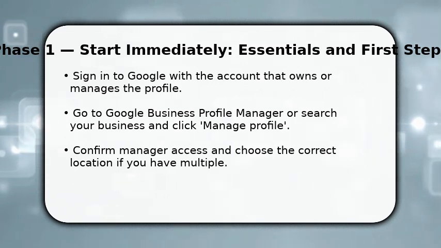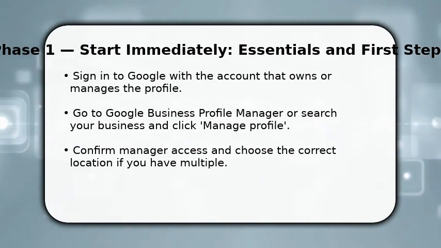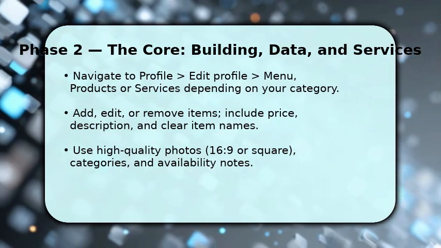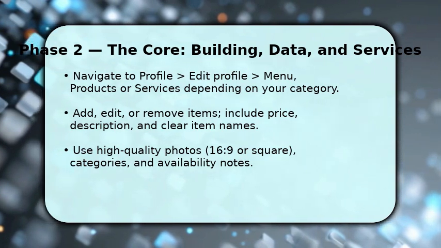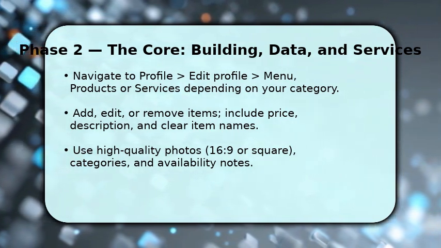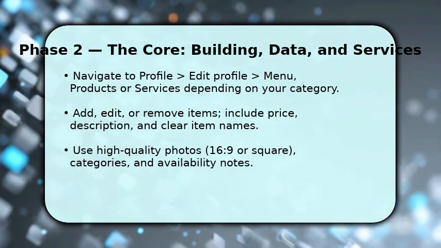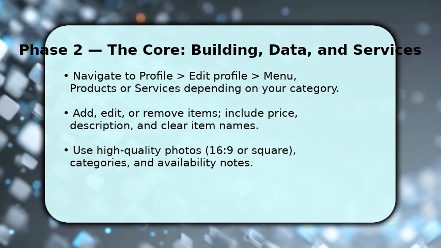This moves you immediately into the area where menus and details live, so you can begin changing items without extra navigation. Now you'll edit the menu itself. Open Edit Profile and choose Menu, Products, or Services depending on your business type. Click Add Item to create a new entry, or select an existing item to edit its name, price, and description. Be concise so customers scan quickly.